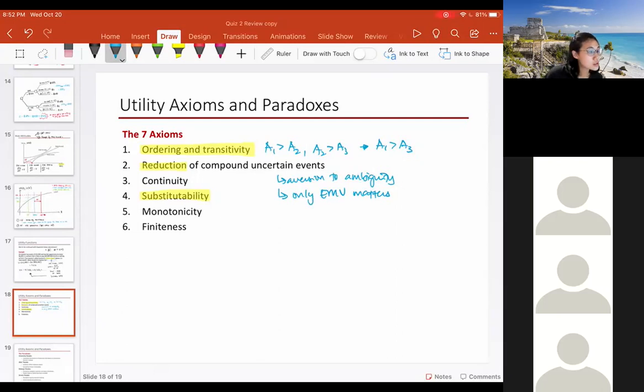And then let's see. Continuity is a little more confusing. It basically says that if you have one desirable outcome C, very desirable, you can find some combination of two other outcomes, C1 and C2, that are less desirable, but give you the same expected monetary value.